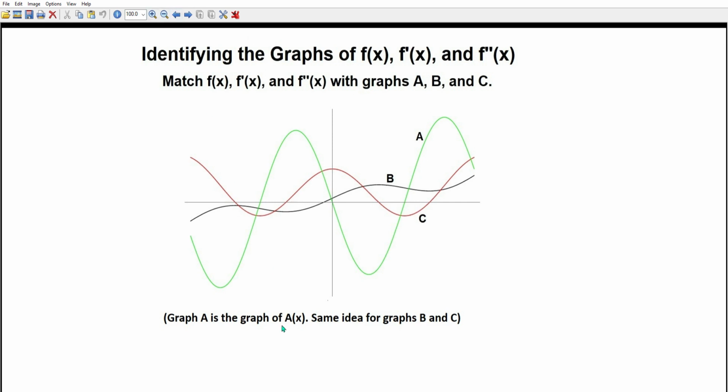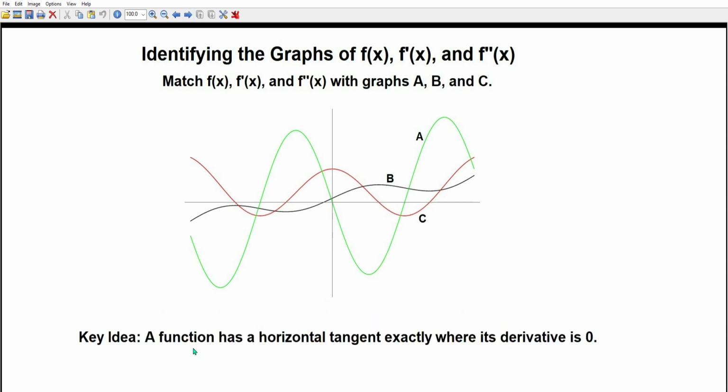So we'll use the notation here that graph A is the graph of the function a of x, and it's the same idea with B and C. The key idea we'll use for identification is that a function has a horizontal tangent exactly where its derivative is 0. So if we see a function with a horizontal tangent, its derivative will have to be 0. If something is the derivative of an object, when that thing is 0, the thing it's the derivative of will have to have a horizontal tangent.